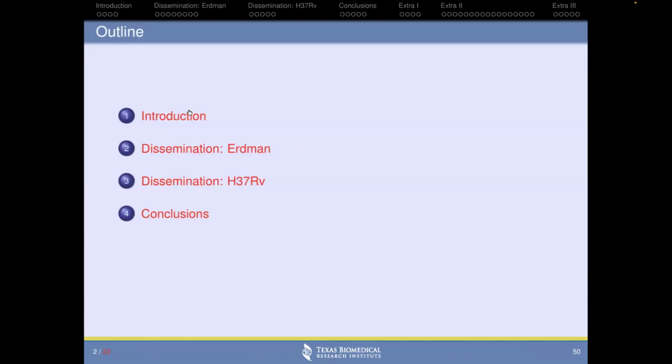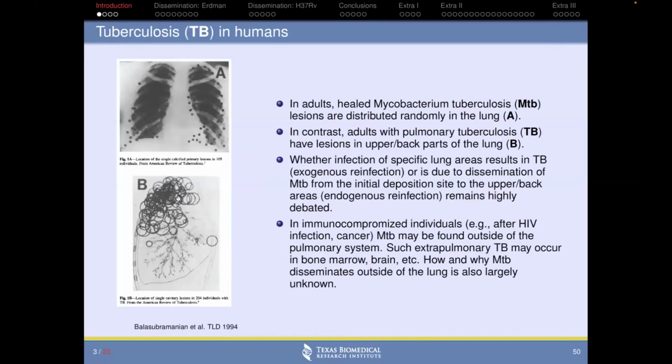Short outline of my talk. I'll give a little bit of introduction about tuberculosis, and then I'll tell you two short stories where we try to understand dissemination of two strains of MTB, Erdmann and H37Rv, and then finish with some conclusions.